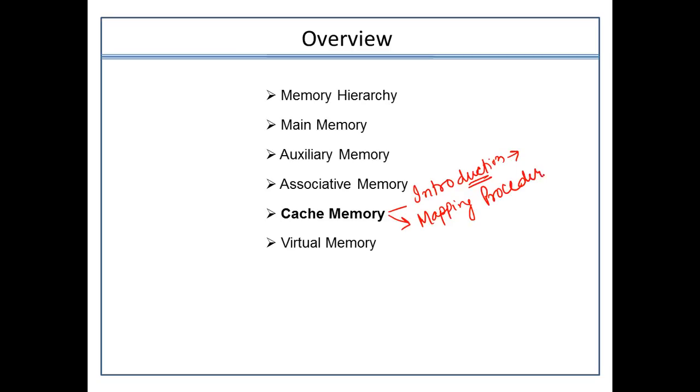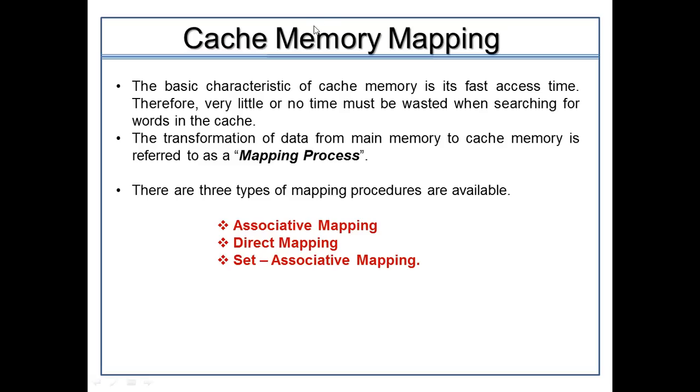So mapping procedure is again a very important terminology that we need to learn today in context of the cache memory. So let's start learning about the mapping procedures and various mapping techniques which the cache memory uses in order to store the data in it. So here is the thing. First of all, let's start understanding the meaning of the term mapping.